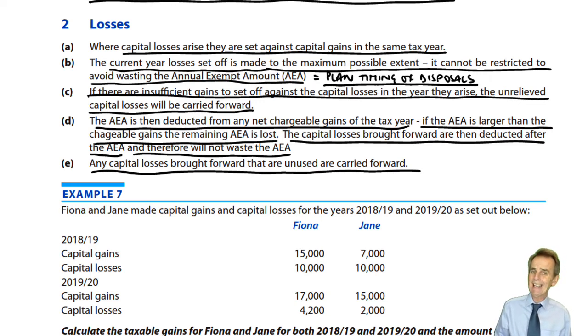Remember, AEAs, use it or lose it. Same as the personal allowance. But unlike the personal allowance that goes against income, income that you didn't have control over, you do have control over the decision as to when to sell. Use that wisely so as to get the best use out of losses and to minimise the amount of capital gains tax that will be paid on any taxable gains.